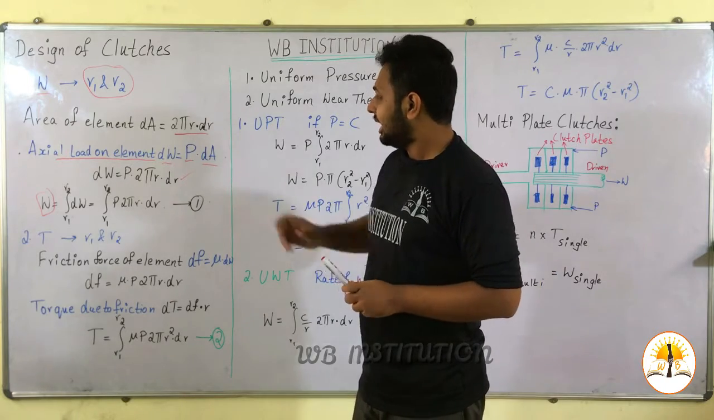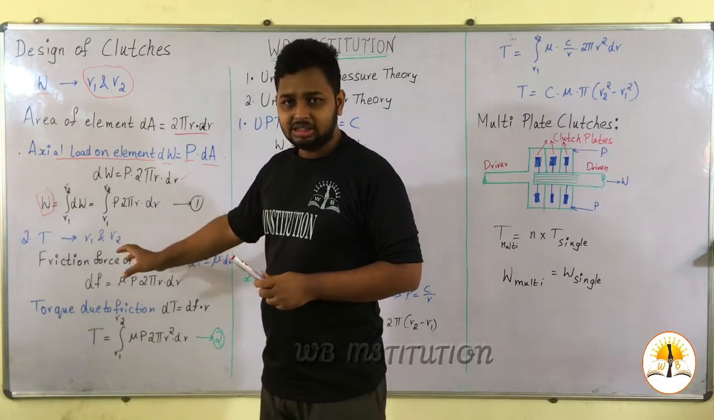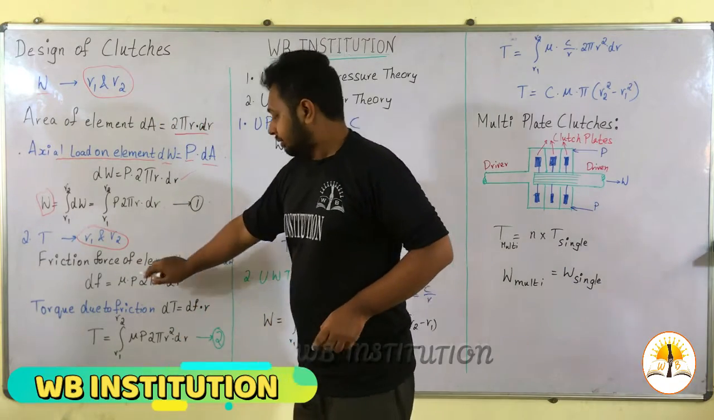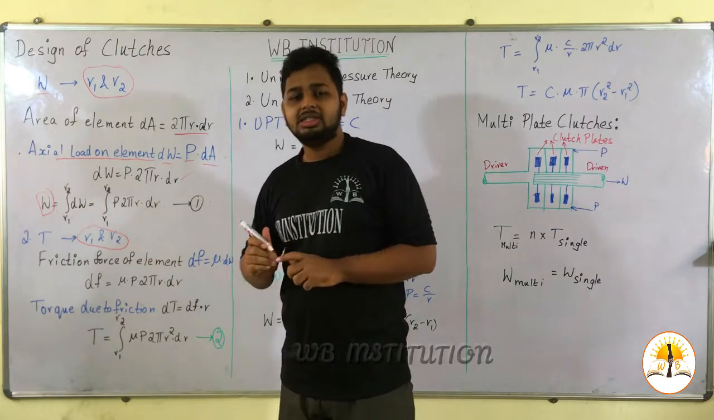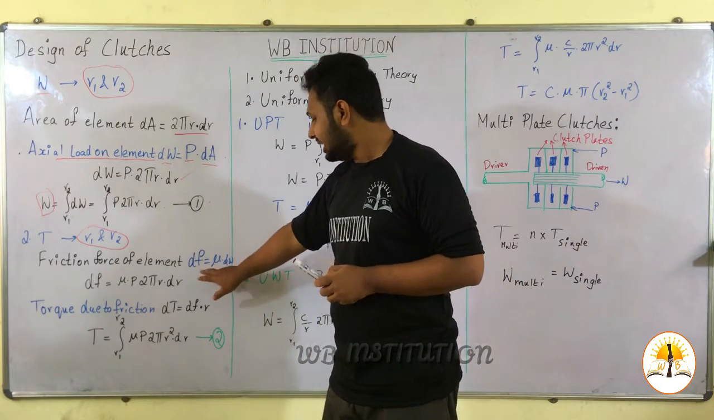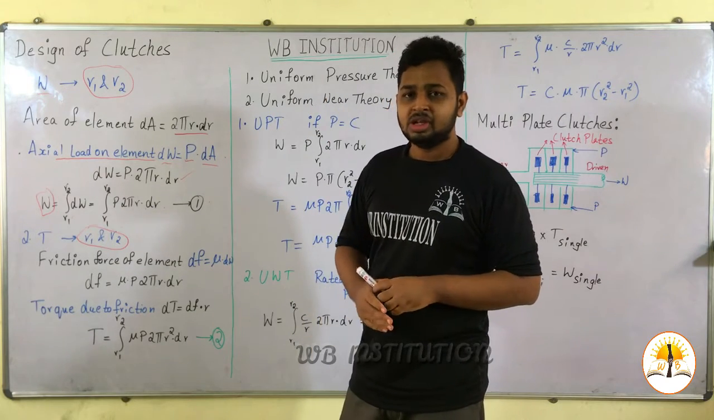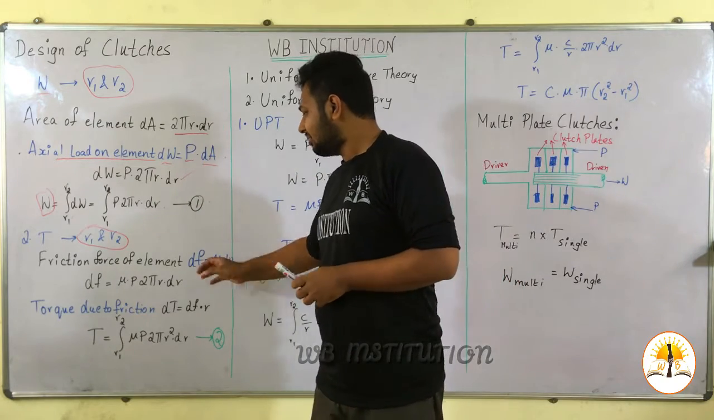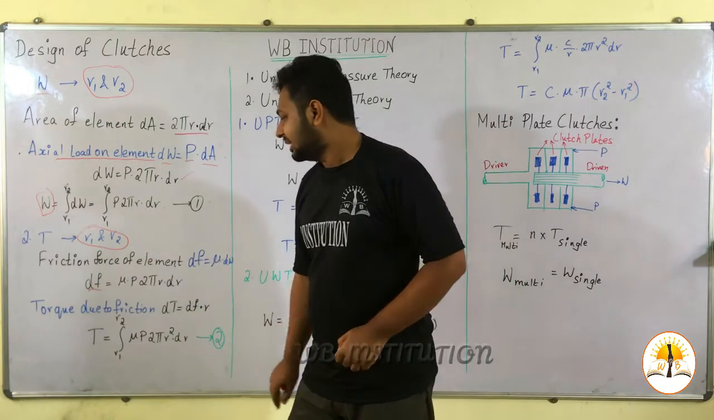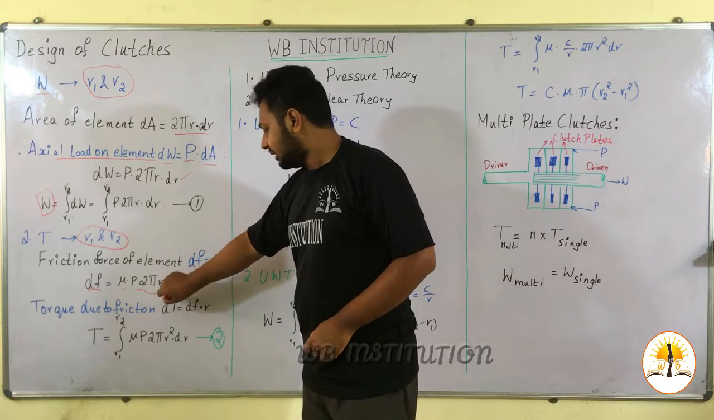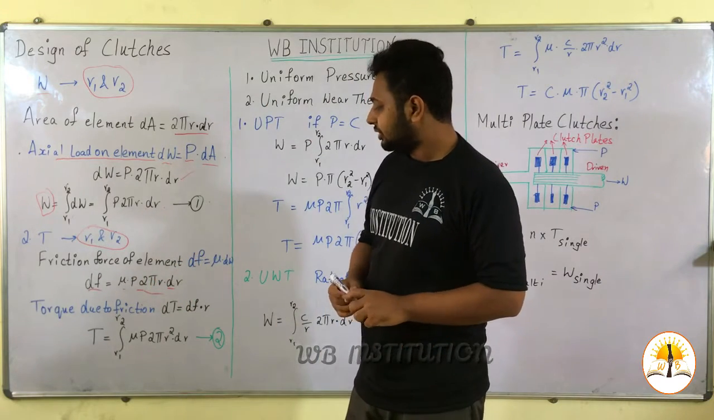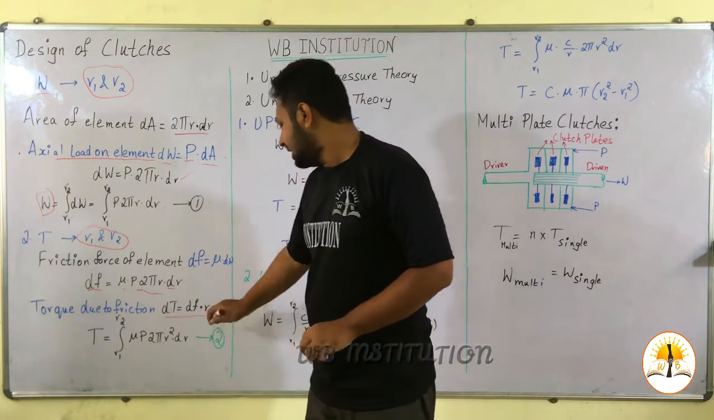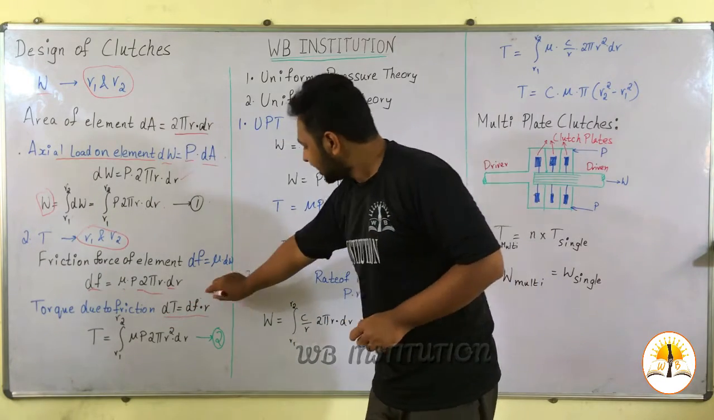Next, in a similar way, the torque. Let us find the torque in terms of R1 and R2. The friction force acting on the element is given by dF equal to mu into dW. Here dW we have calculated previously. If we substitute that value, we get dF equal to mu P into 2 pi r into dr. Now the torque due to friction on that element is given by dT equal to dF into r.